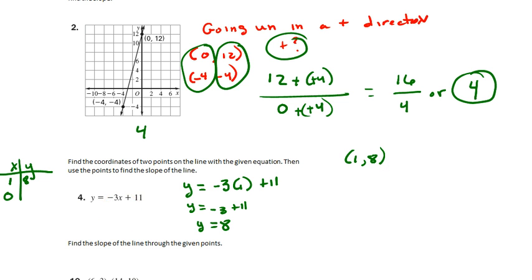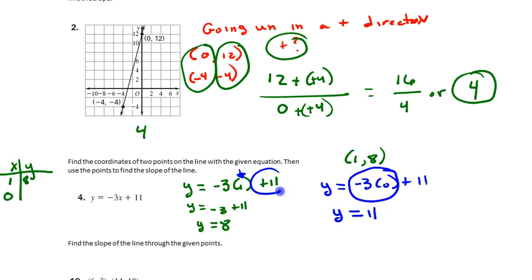Now let's find another point. Now I'm going to substitute 0 for x. So y equals negative 3 times 0 plus 11. Well, notice here that this becomes 0. So I end up with y equals 11. So when x is 0, y is 11. So now I have my second point, 0, 11.